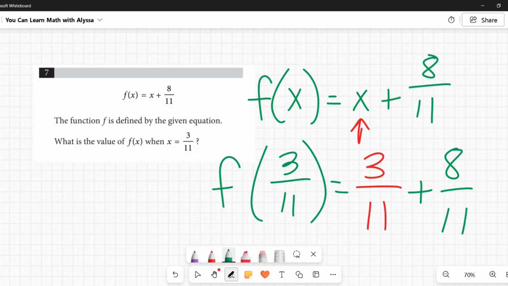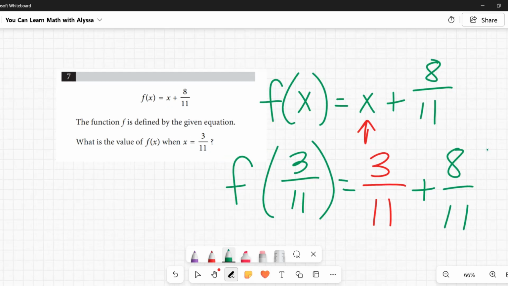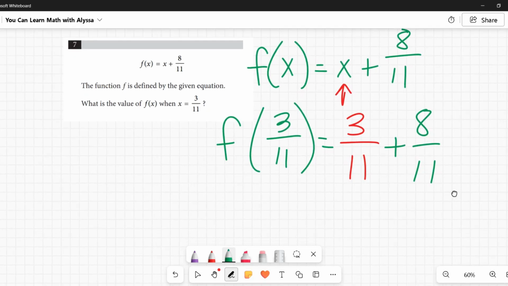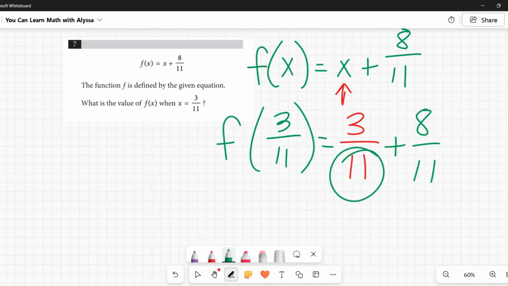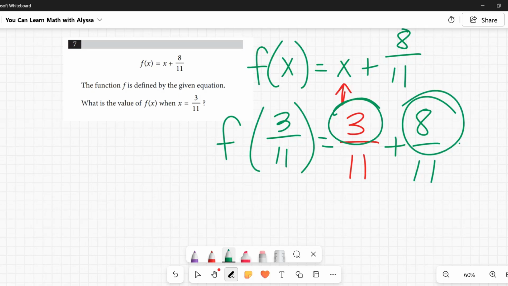So 3/11 plus 8/11. When we add fractions, we're saying how many of this size of thing? How many 11ths of a thing do I have? I have 3 of them. I'm adding 8 more 11ths of a thing. I took a thing, I divided it into 11 parts. I took 3 of those parts. I add 8 more of those parts. How many parts do I have? I have 11 of those parts.